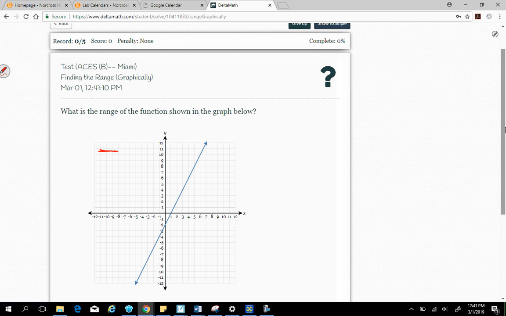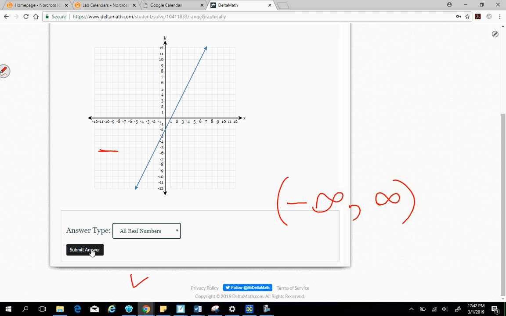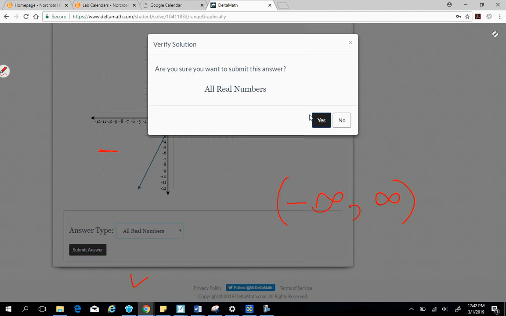So if it's going down and up, see how it's going down forever and ever and ever? What do we call that? Negative infinity. And if it goes up forever and ever, what do we call that? So if it's asking for the range, Ms. Thompson's going to scroll down, and she's either going to write all real numbers, which remember is negative infinity to infinity, or you can write it as an interval. So she's clicking that. And so you're writing down any notes that you need to write down. These are the Delta Math you're working on. Does that make sense? Yeah.